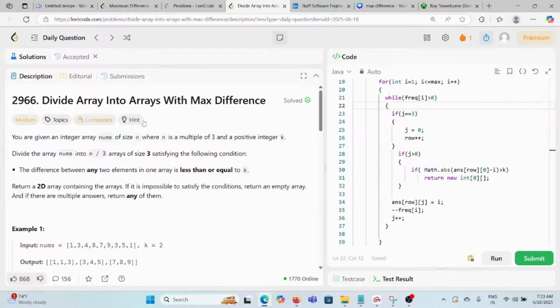We are solving this problem, divide array into arrays with max difference. So we are given an integer array nums of size n, where n is a multiple of 3, and a positive integer k is also given. We have to divide this array into n by 3 arrays of size 3, satisfying the following condition.